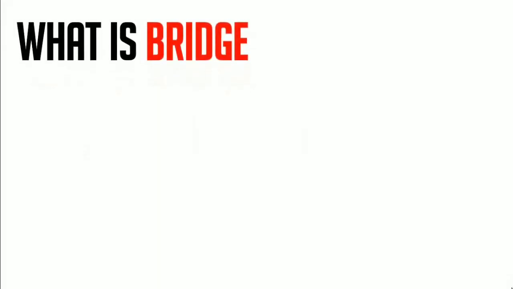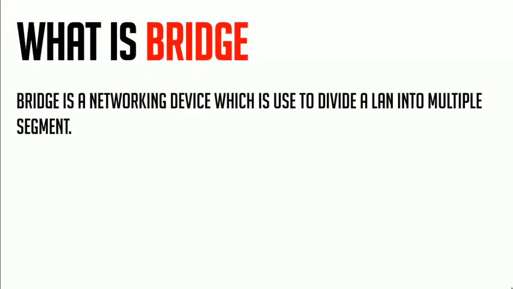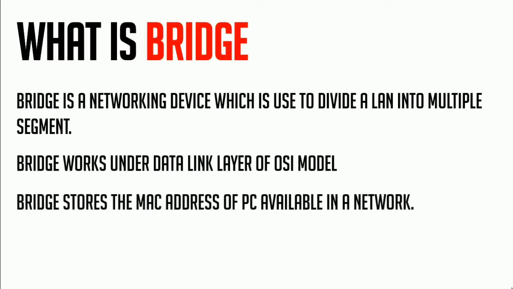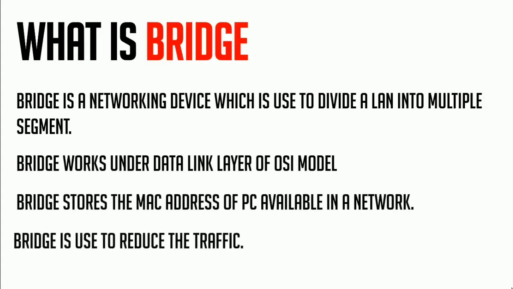What is a bridge? A bridge is a networking device which is used to divide a LAN into multiple segments. Bridge works under the data link layer of the OSI model. Bridge stores the MAC addresses of PCs available in a network. Bridge is used to reduce the network traffic.